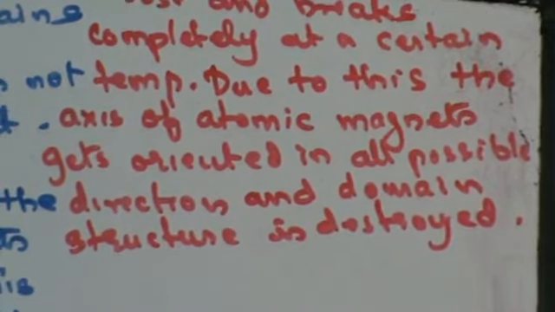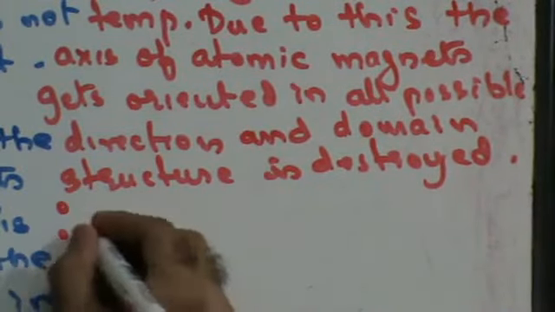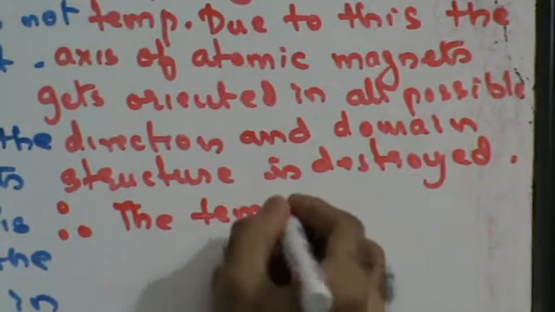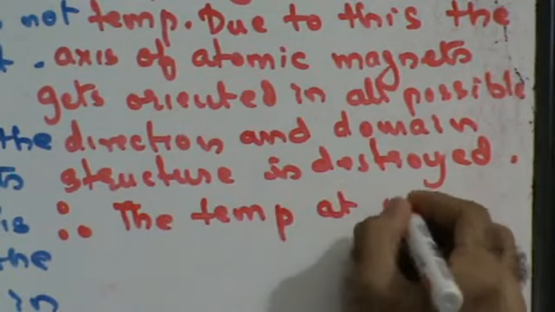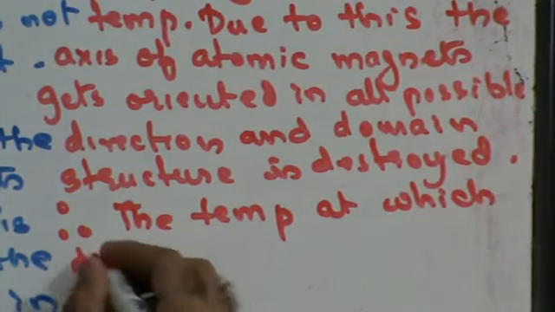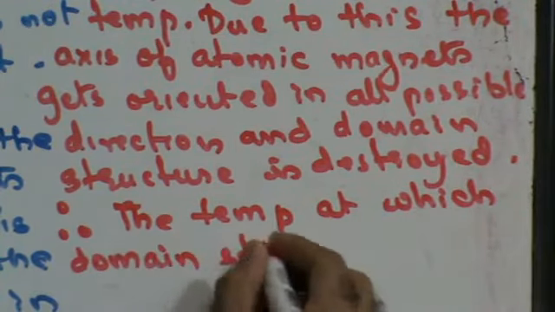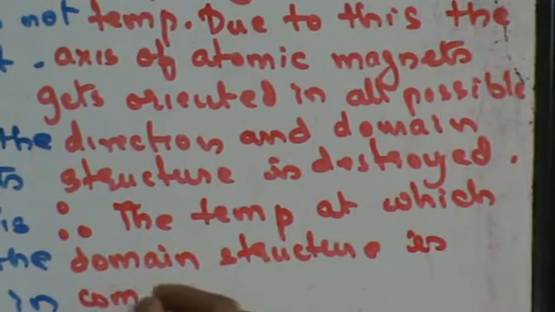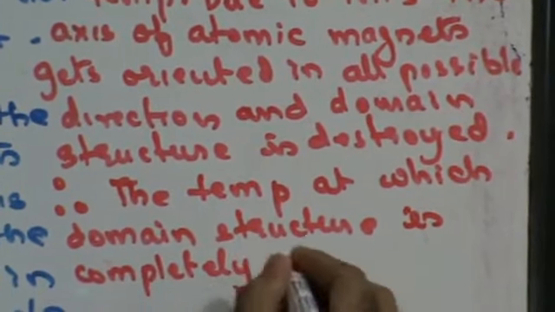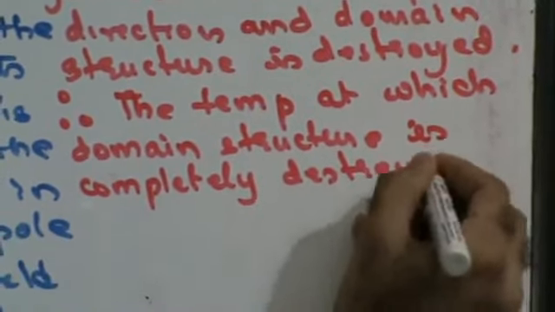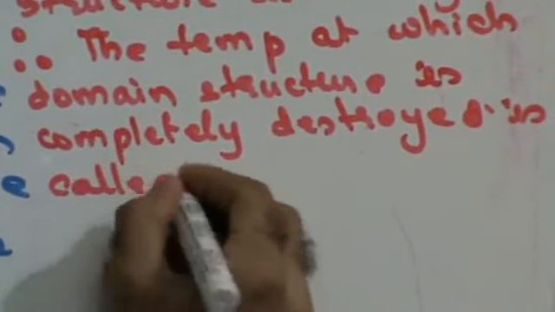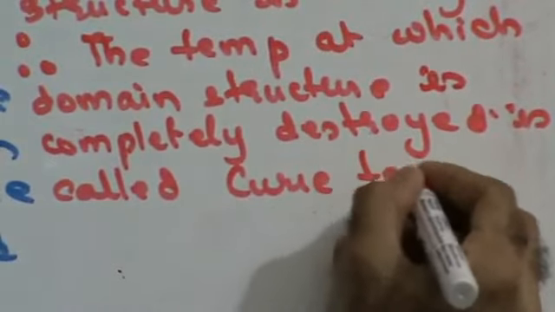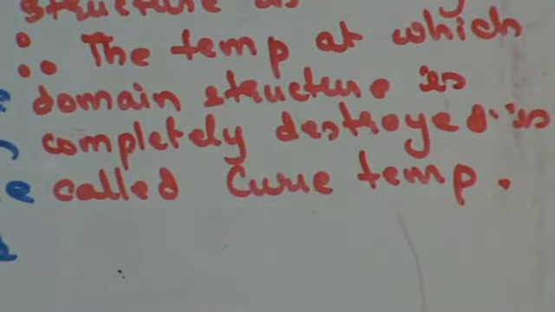The temperature at which this happens is called Curie temperature. Right? So I can say, therefore, the temperature at which domain structure is completely destroyed is called Curie temperature. Fine, did you get this thing clear?